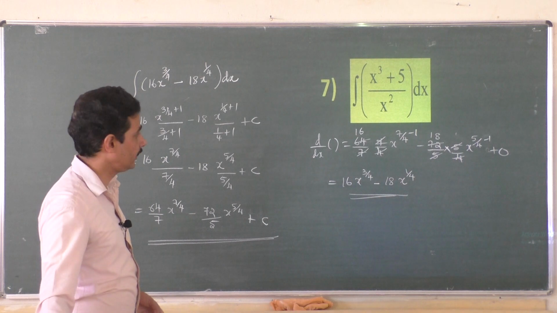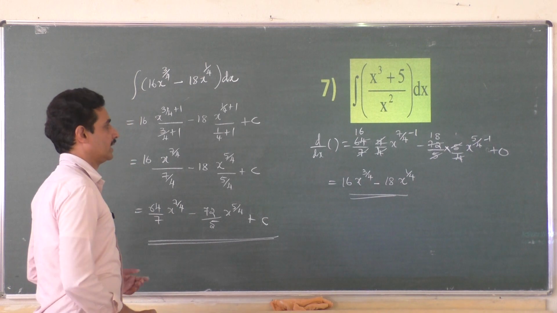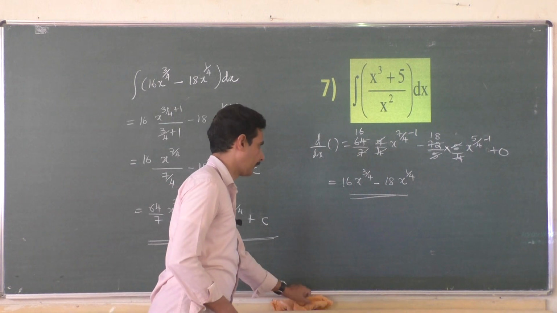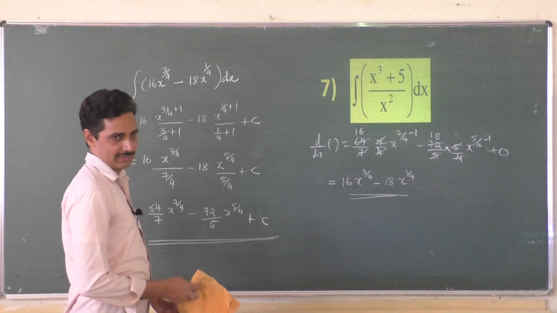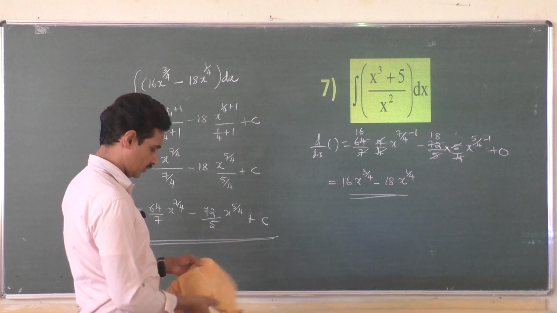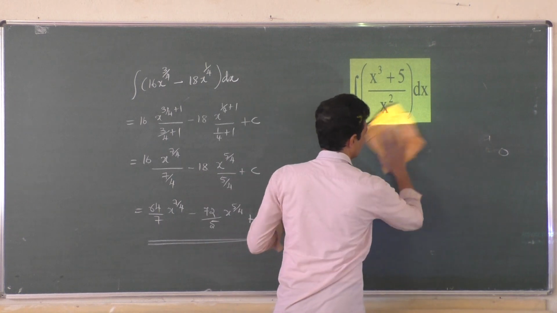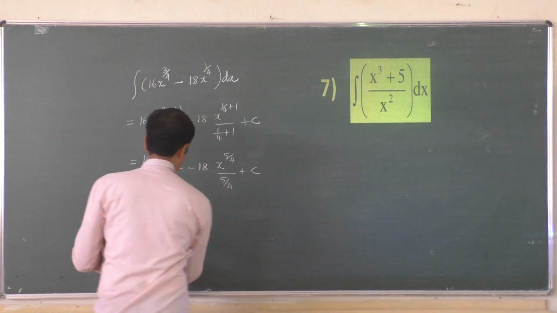Okay, seventh one. Integral of x to the power 3 plus 5 by x square dx. I think better you spread it. You are integrating, not differentiating. No UV rule, right? That is differentiation of UV. That is a different one. That is for differentiation.